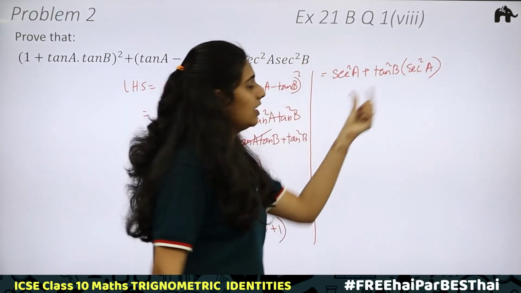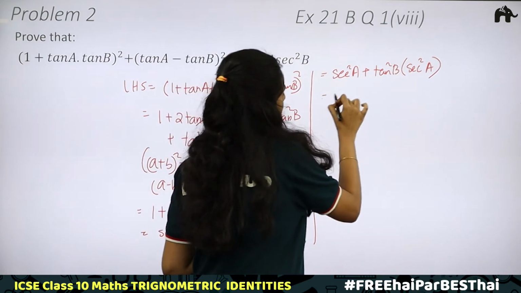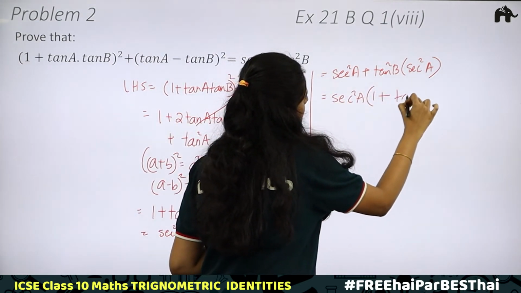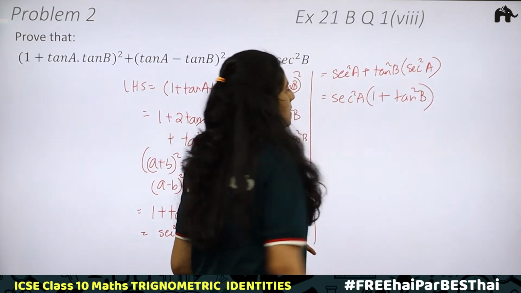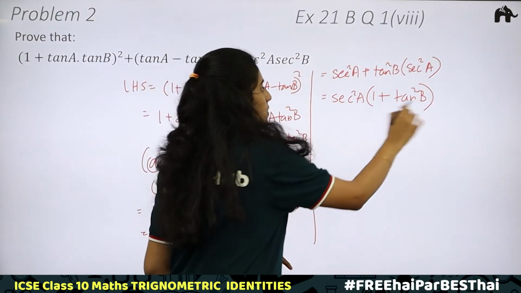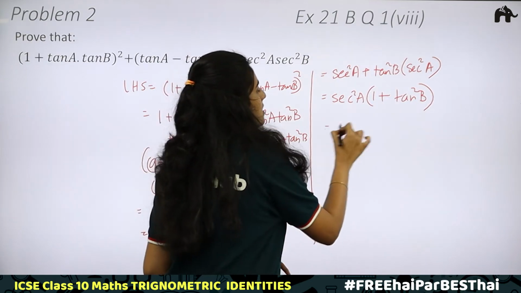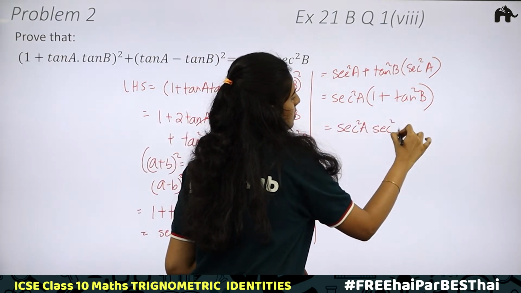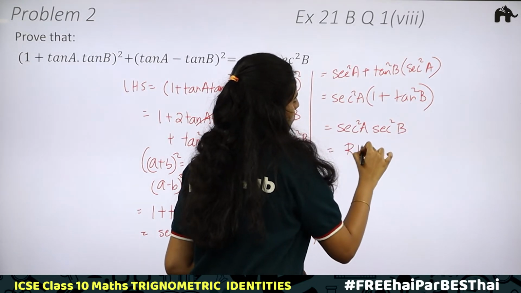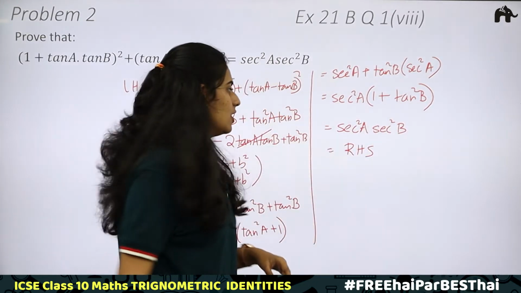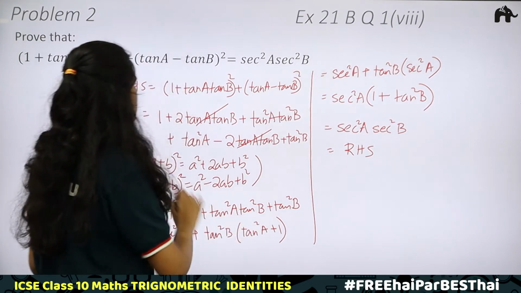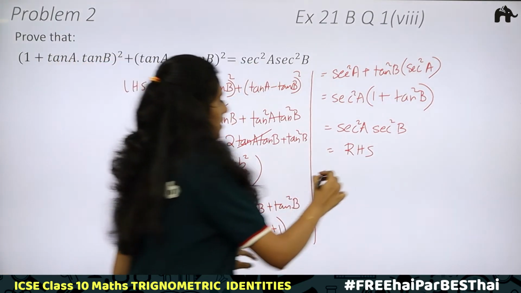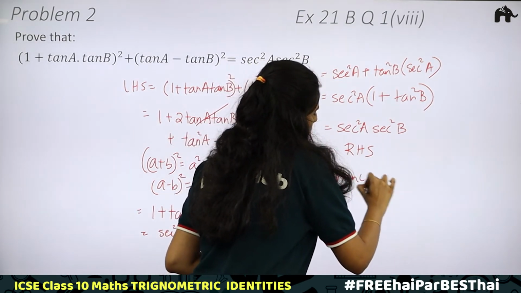Now sec square A is common, so sec square A can be taken out: sec square A into (1 + tan square B). What is 1 + tan square B? 1 + tan square B is sec square B. This is equal to sec square A sec square B, which is the required RHS. So from LHS, which was in terms of tan, we have reached RHS, which is in terms of sec. Hence proved.